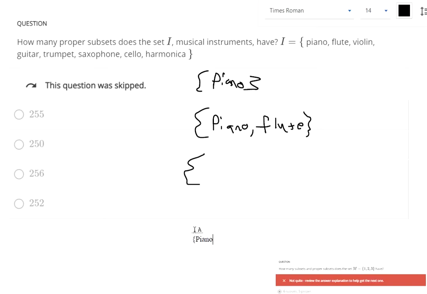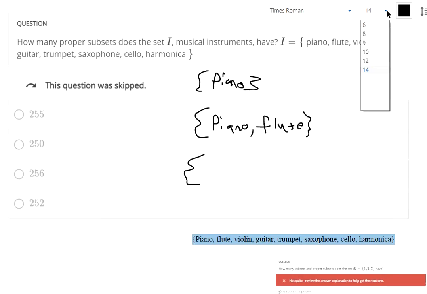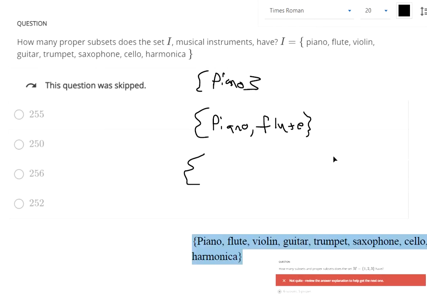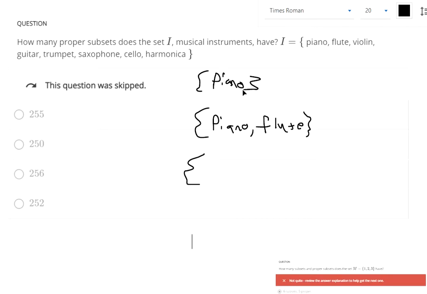Here, piano, flute, violin, guitar, trumpet, saxophone, cello, harmonica. Okay, the set I just wrote is a subset of set I. It's the exact same thing, actually. All the elements here are in set I, but this would not be considered a proper subset. So the exact same copy is considered a subset, but we just say it's not a proper subset. A proper subset is a subset that's a little bit smaller, like the ones I put up here.